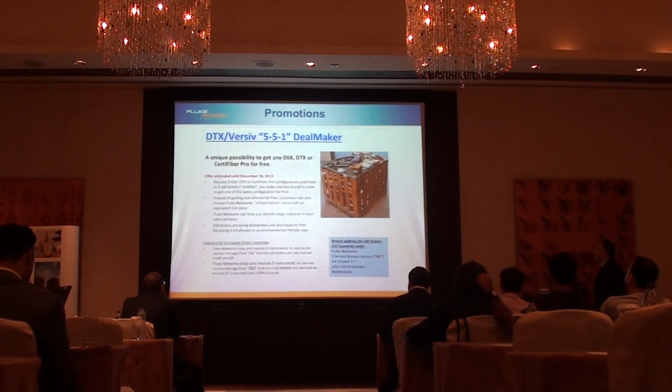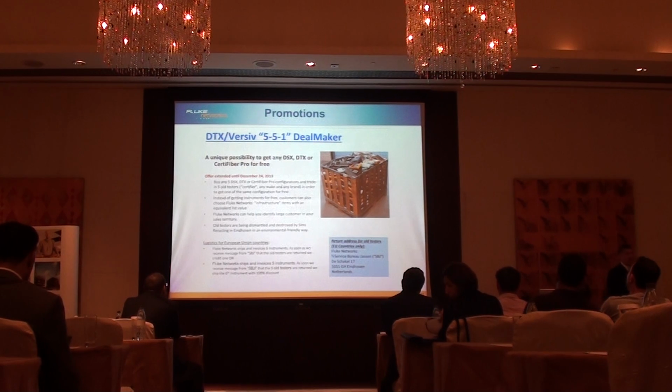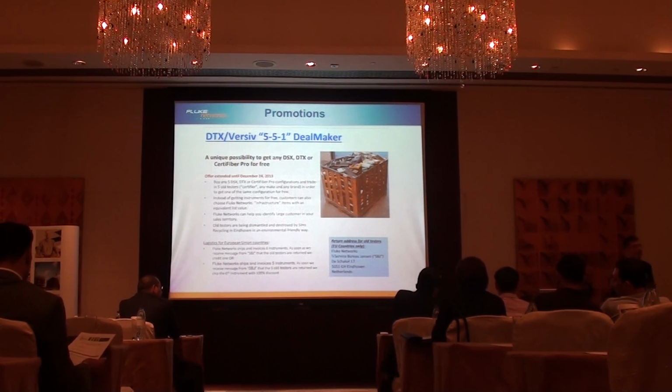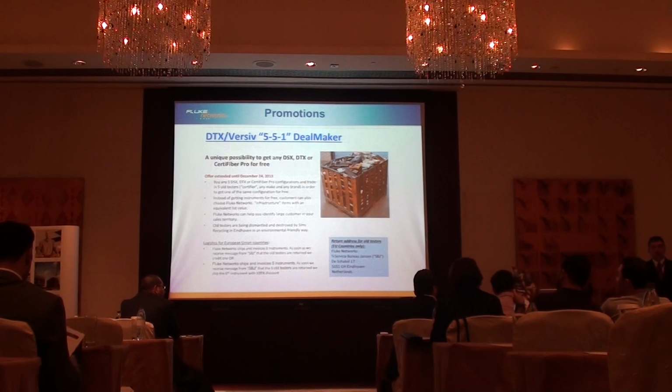We have a promotion which is called 5-5-1 Beam Maker. If you have any 5 old testers and you want to get the new tester, you bring your 5, you buy 5, you get the 6th one free of cost. That is like 20% discount. So you can bring, let's say 5, or it can be a combination. Let's say you have 2 Microtests and you have 5 DSTs. You bring it in, you give it to us, and then let's say you want to buy 3 Versivs and you want to buy 2 DTXs, or you want to buy 5 Versivs. You buy those and you get the 6th product free of cost. Okay? So it's called 5-5-1.